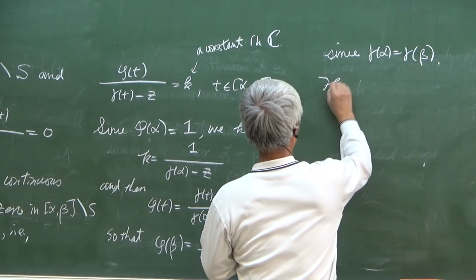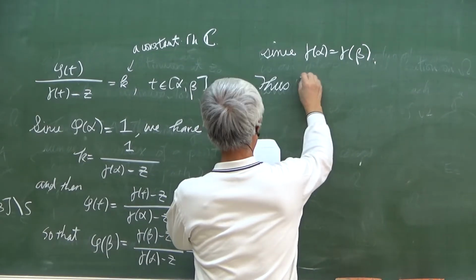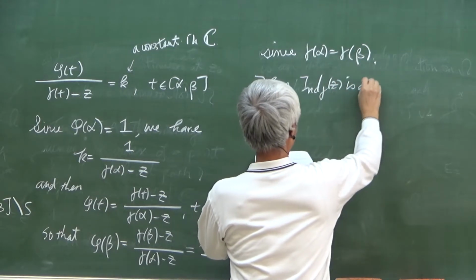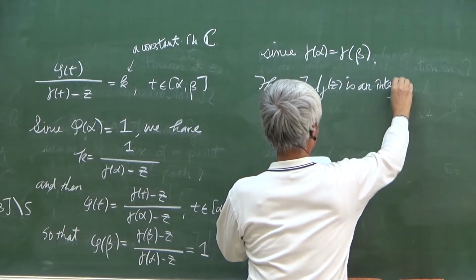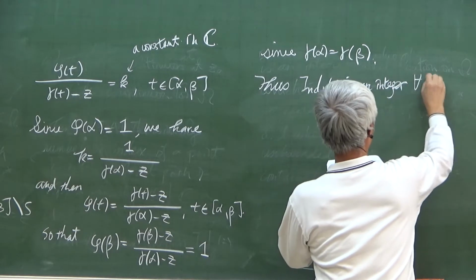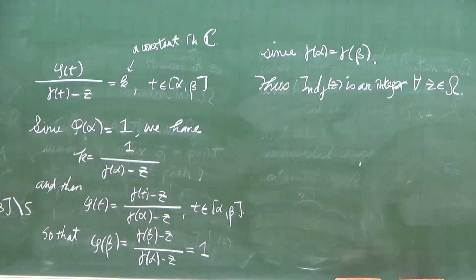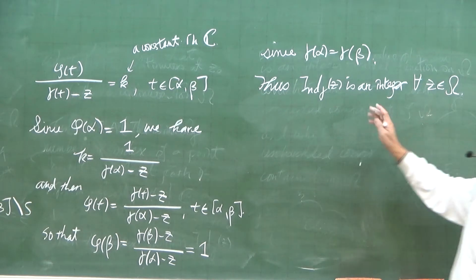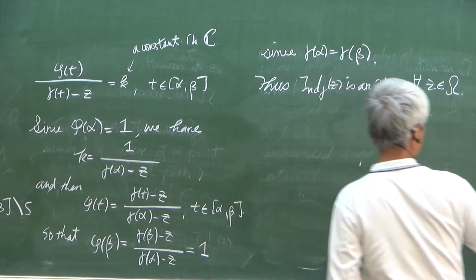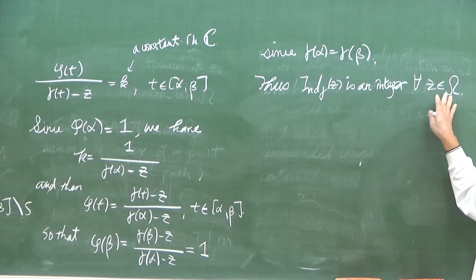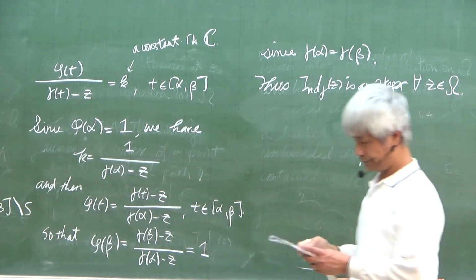Alright, so we prove that the index is an integer for all z. Because when we fix z in omega, we prove that the index of z is an integer. We already proved that, so this would be true for any z. So the index is an integer.